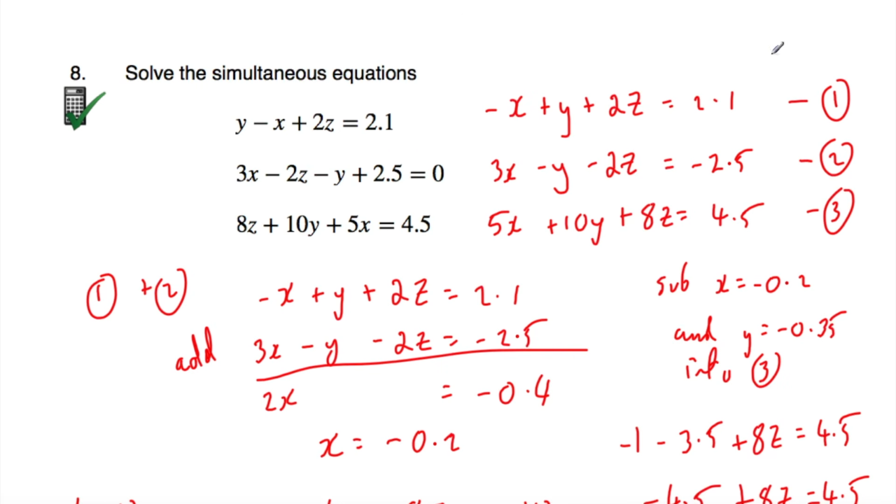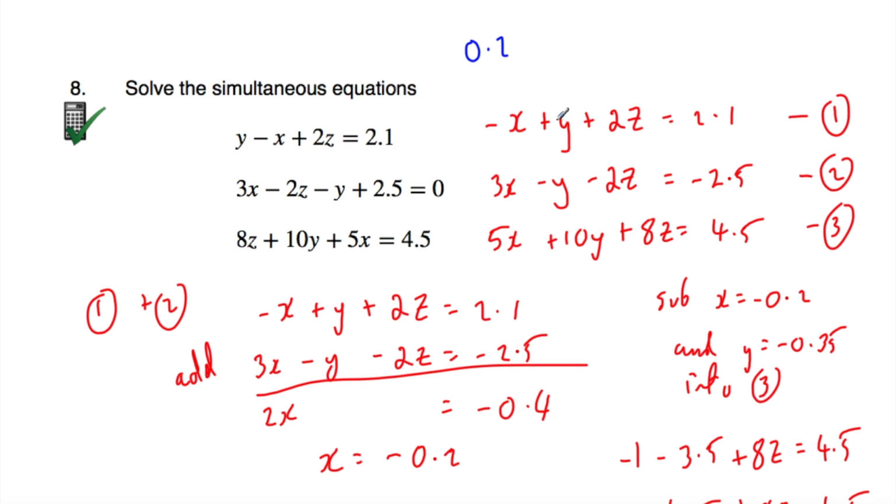Okay, so let's check these. Let's substitute them back into equation number 1. So let's substitute in x equal to minus 0.2. So that's going to be minus that, so it's going to be 0.2. And then plus y. Well, y was equal to minus 0.35, so that's going to be minus 0.35. And then plus 2 times z. So multiply z by 2 is equal to 2.25. And then if we work that out, does it equal 2.1?